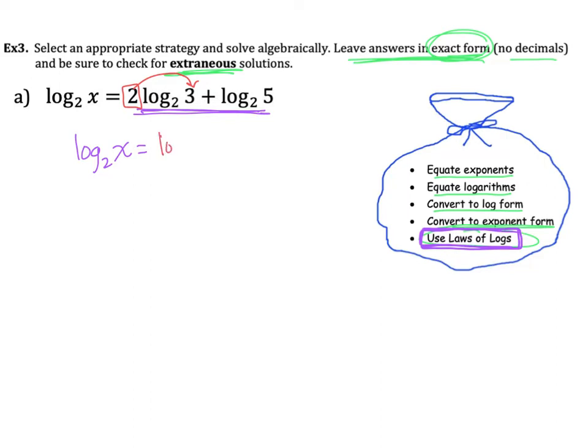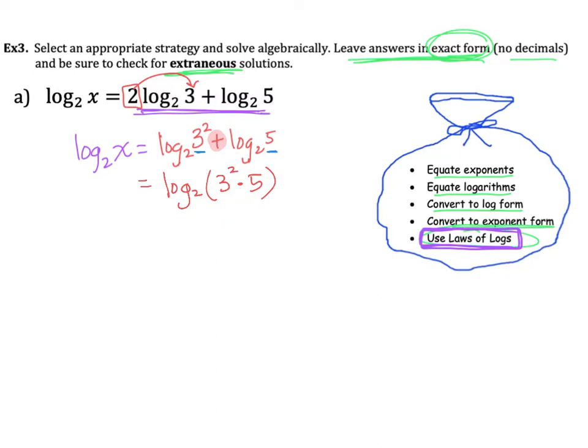So that becomes log base 2 of 3 squared plus log base 2 of 5. Well, remember this plus sign right here. What does that allow us to do? That allows us to rewrite the right-hand side to multiply 3 squared. That's the product rule. We can multiply 3 squared times 5.